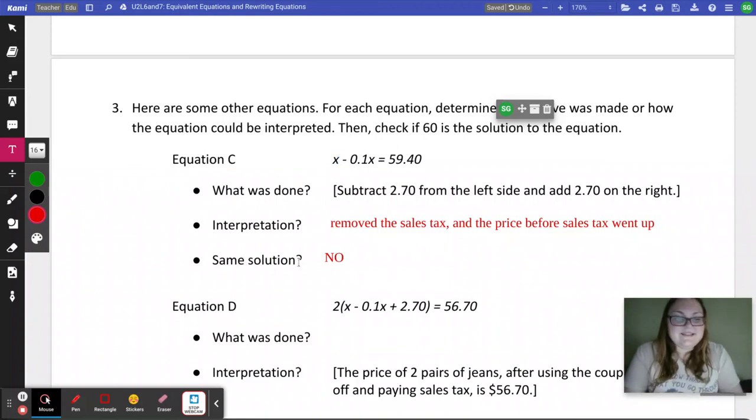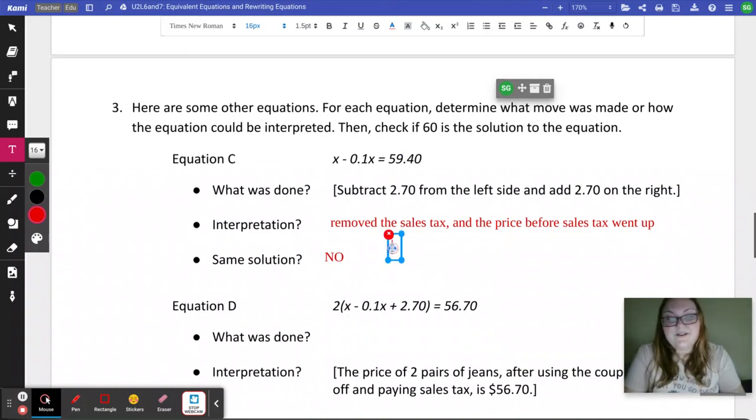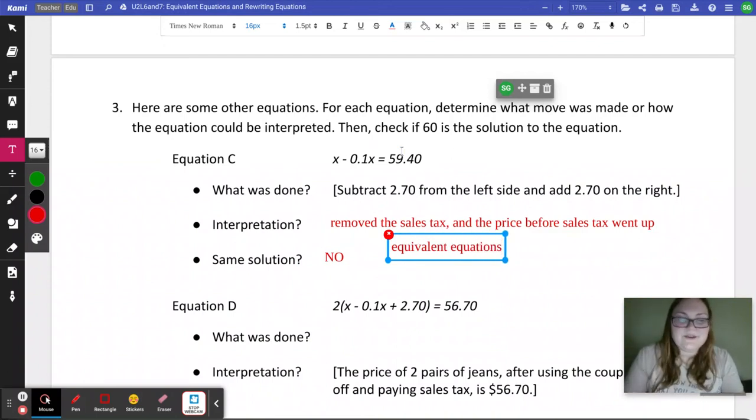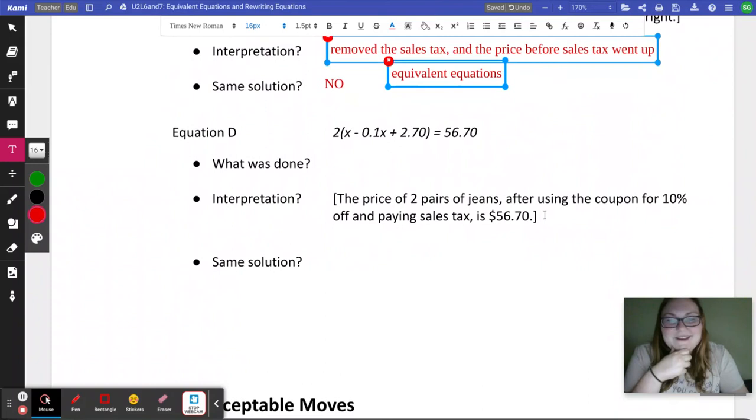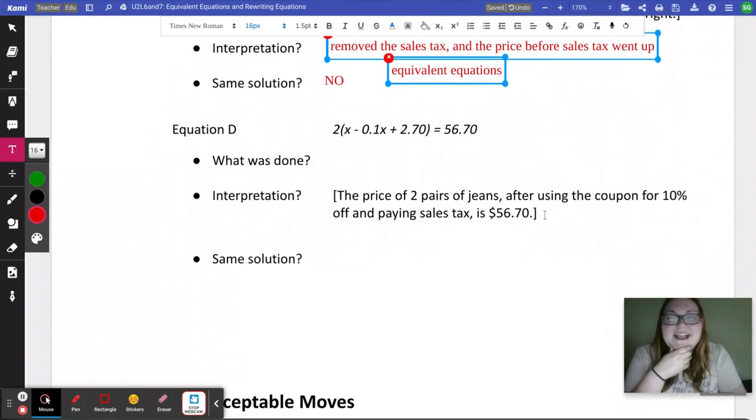So when we get to this last part, they do not have the same solution because we know the solution for that first equation is 60, but the solution here isn't 60. And because they don't have the same solution anymore, they are not equivalent equations. Both of those equations aren't representing our same situation about Noah and his $60 jeans. There's one last one for us to look at, equation D. I'm going to have you go ahead, pause the video, and try this one now.